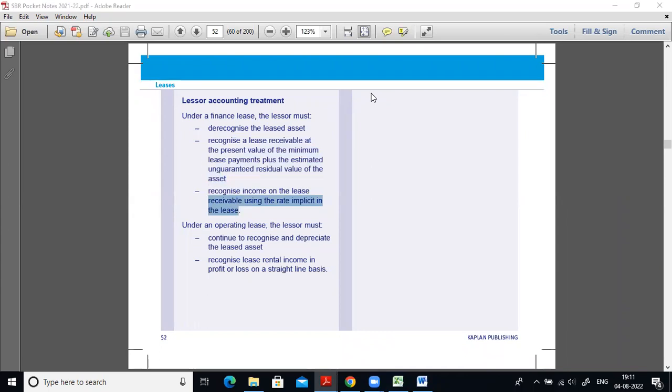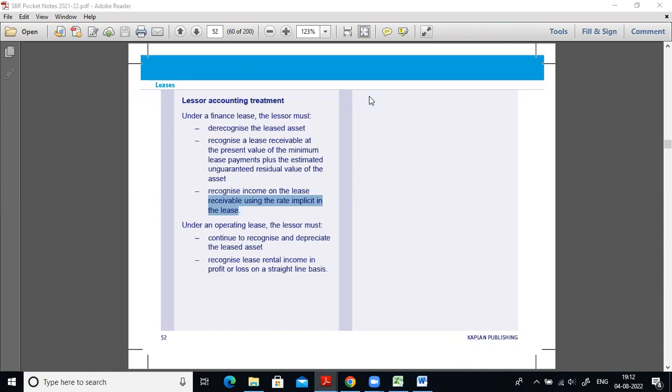What income apart from the lease payments? Generally, the other income will be if the lessee agrees to pay any specific amount. Suppose, because we are assuming it as a finance lease, when the ownership is transferred to the lessee after completing the lease term, if he is paying any amount, that amount can also be included.